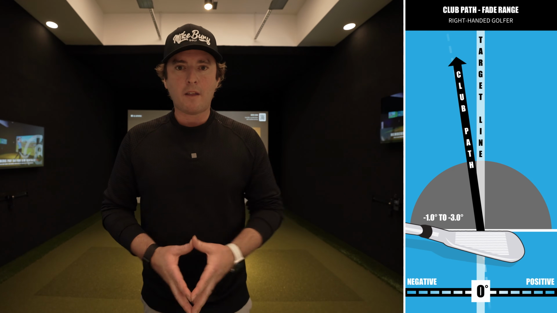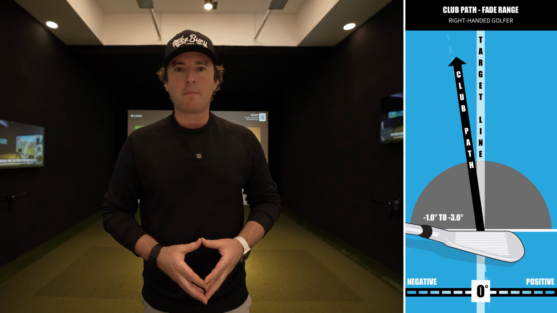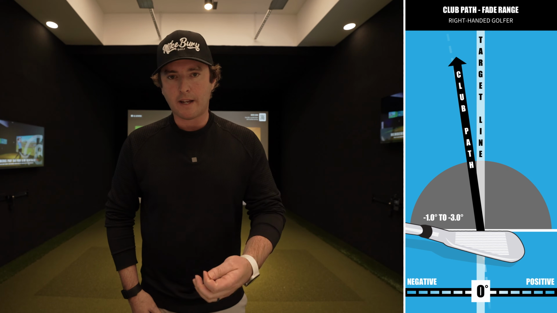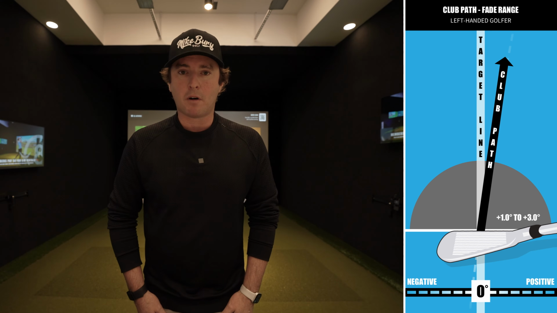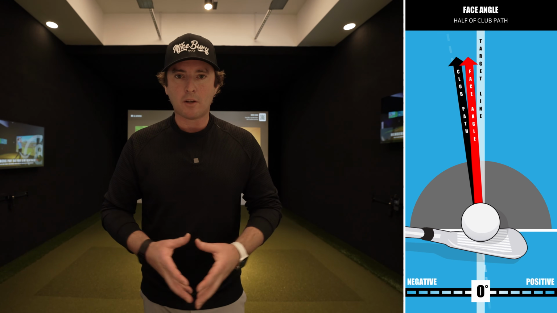For a fade player that's a right-handed golfer, I like to see the club path between -1 and -3 degrees. For a lefty, flip that around between +1 and +3. Remember that face angle always needs to be half of club path. You'll notice that the draw range is a little bit wider than the fade range.